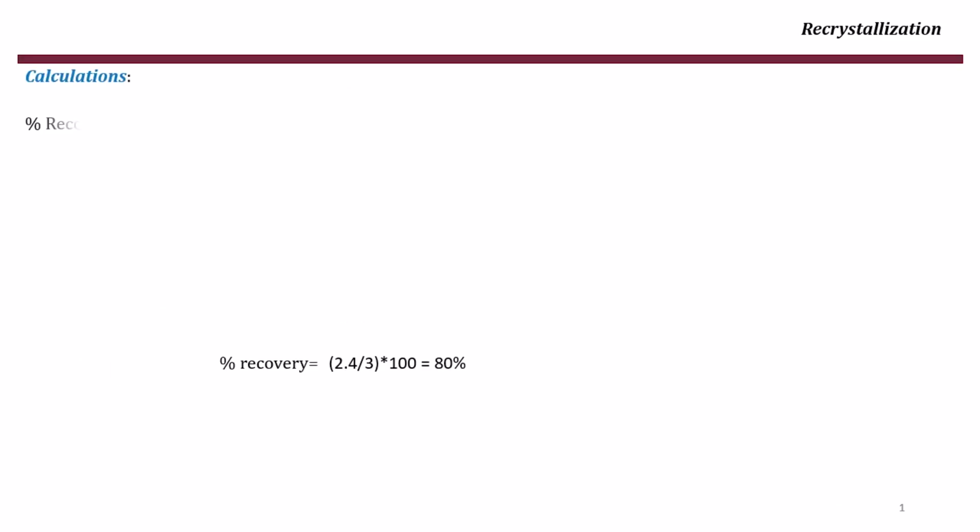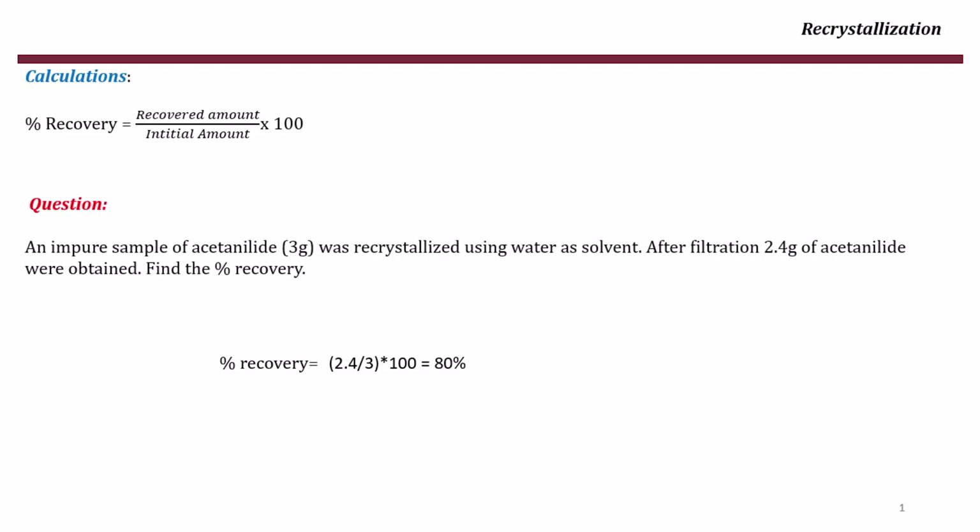Finally, we calculate the percentage recovery of a recrystallized sample. For example, if 3 g of acetanilide is recrystallized and 2.4 g is recovered, the percent recovery is calculated to be 80%, demonstrating the efficiency of the recrystallization process.